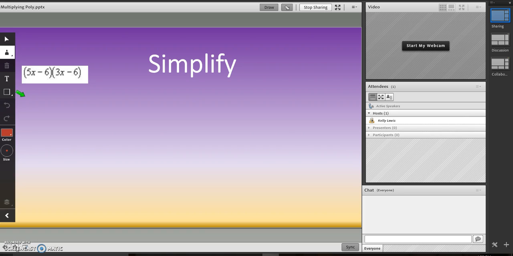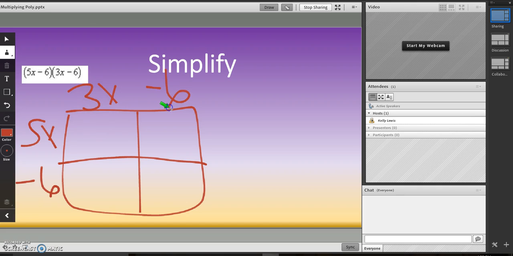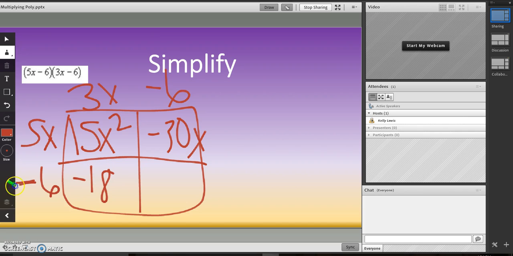All right, let's do this one. I'll do a box this time. Maybe it won't be so crazy. It doesn't matter if you want to do it this way or on the top. 5 times 3 is 15. X times x is x squared. 5 times negative 6 is negative 30 with an x. 3 times negative 6 is negative 18 with an x. Negative 6 times negative 6 is positive 36.